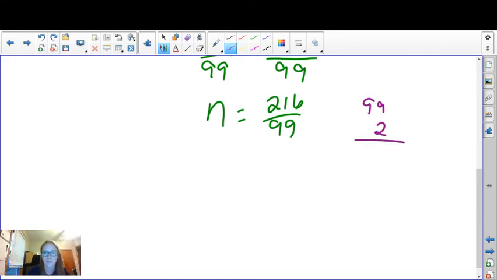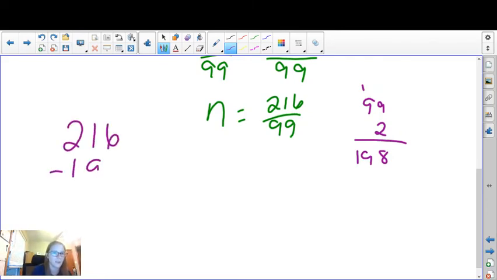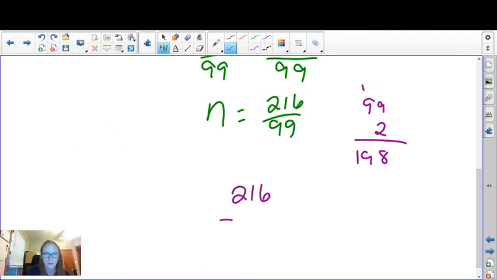What is 99 times 2? Let's find out. 9 times 2 is 18. 9 times 2 is 18 plus 1 more is 19. So 198. So 216 minus 198. Oh, I should do this in a linear fashion. I'm going all over the board. I'm sorry. So 216 minus 198.